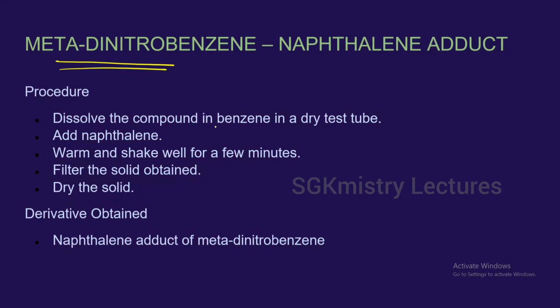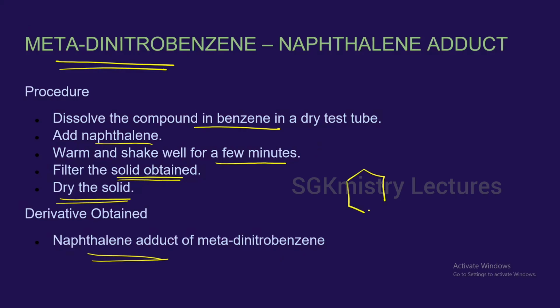So you're going to dissolve the compound in benzene in a dry test tube, and then you're going to add naphthalene. Now you're going to warm it and shake it for a few minutes. Again, you get a solid. So whatever solid is obtained, you're going to filter it and then dry the solid and keep it for inspection. So the derivative obtained is a naphthalene adduct of meta-dinitrobenzene.